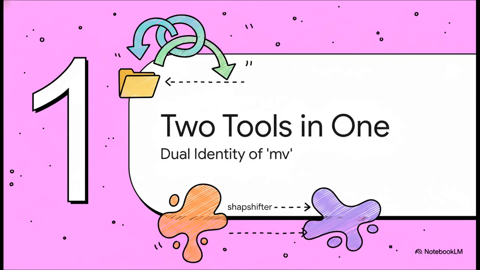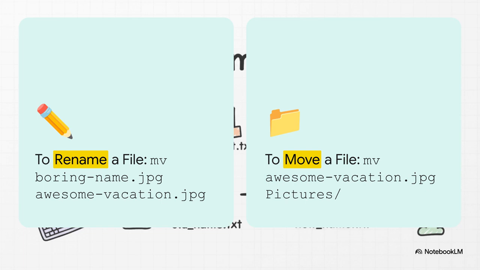So to really get to the bottom of this instant move phenomenon, we first have to get one thing straight. The mv command is a bit of a shapeshifter. It's like it has a dual identity, two main jobs it can do depending on what you tell it. Okay, so here are its two faces. On one hand, you can use it to rename a file. You just type mv, the old name, then the new name.